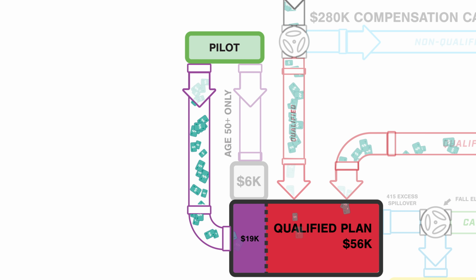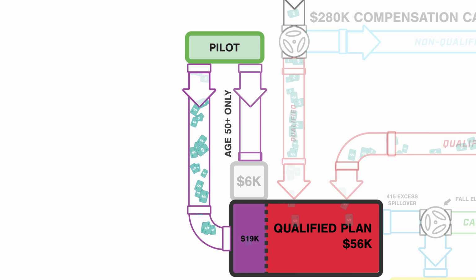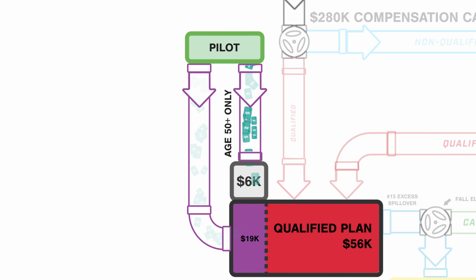But first, back to pilot contributions. If you're at least 50, or will be by the end of the year, the IRS allows you to make catch-up contributions to your 401k. This is known as the IRS 414(v) catch-up limit, and it's $6,000 in 2019. Picture these catch-up contributions going into a qualified auxiliary tank.